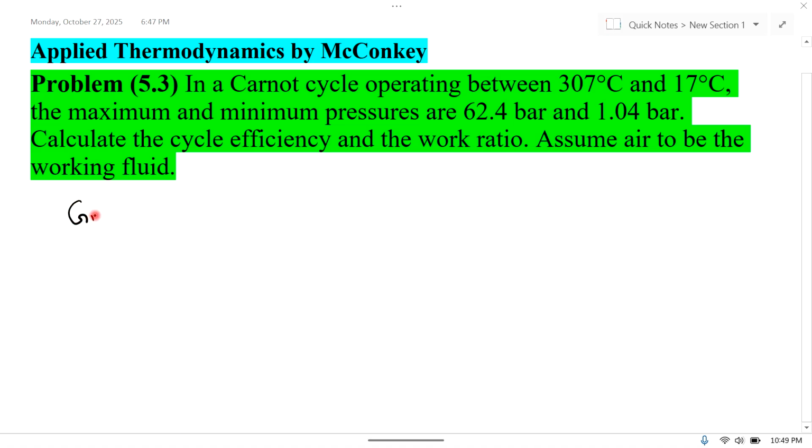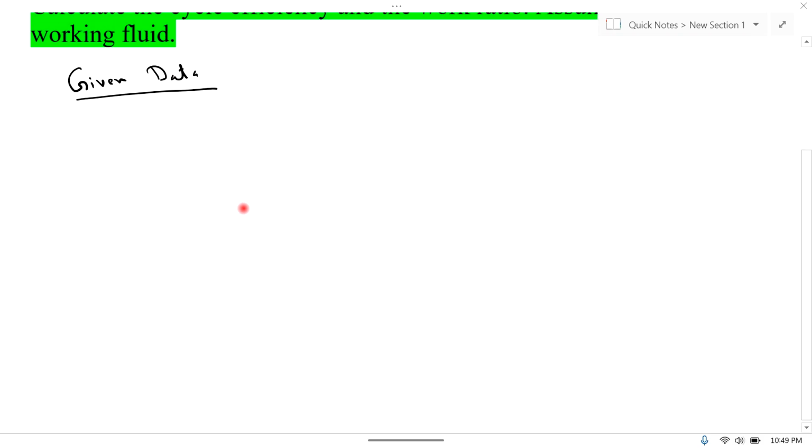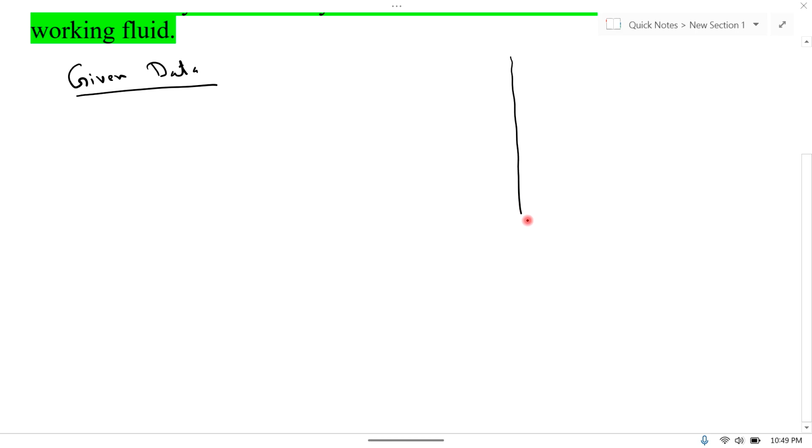So, the given data. First, for the given data, I draw the PV and TS diagrams. This is the PV diagram. Pressure is in bar and volume is in meter cube per kg. The PV diagram for the Carnot cycle is something like this.